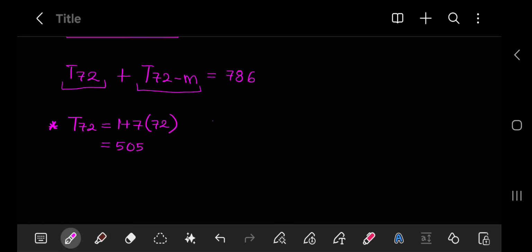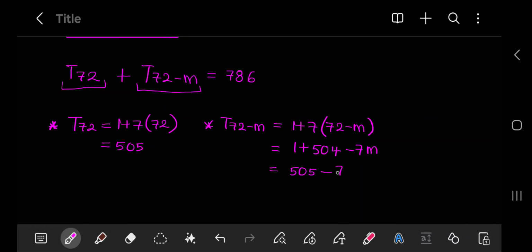I'm now going to calculate term 72 minus M, meaning that in my general term, I'm going to replace n with 72 minus M. So I'm going to distribute the 7 into the bracket with both terms. That's going to give me 504 minus 7M. I'm now going to gather like terms. I have 505 minus 7M.